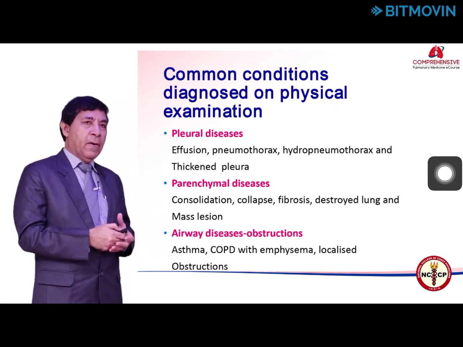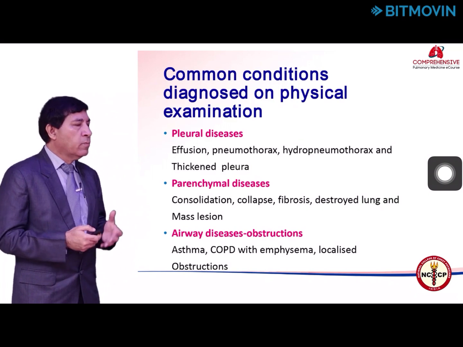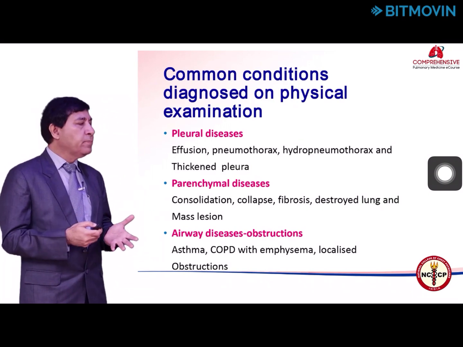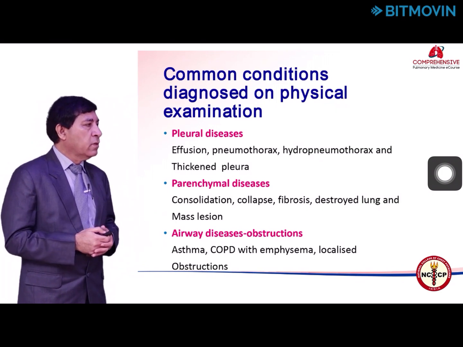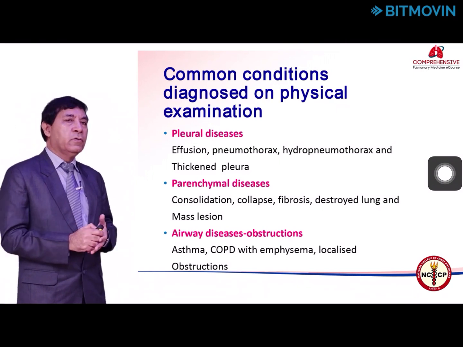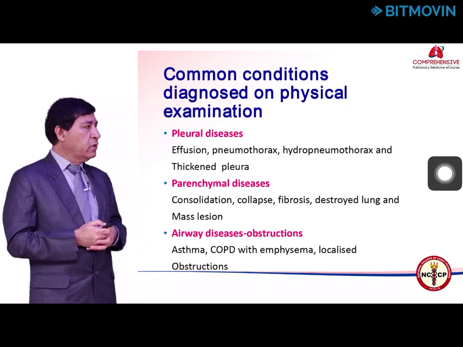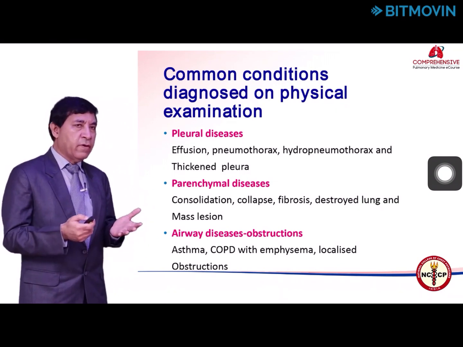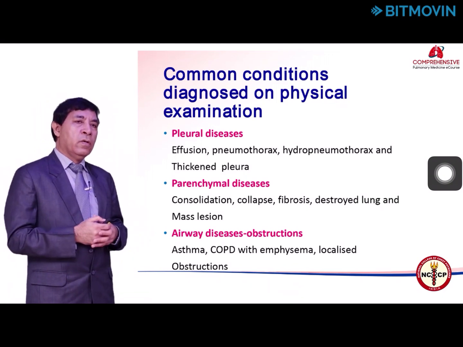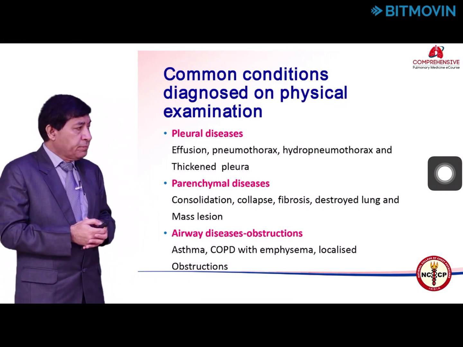Or your patient can have a parenchymal disease which is unilateral, and in unilateral disease most of the physical diagnoses you are going to make are consolidation, collapse, fibrosis, destroyed lung and a mass lesion. And then you may have patients with symmetrical, bilateral and diffuse diseases, which can be diffuse airway diseases like asthma and COPD, or diffuse parenchymal lung diseases, DPLDs.